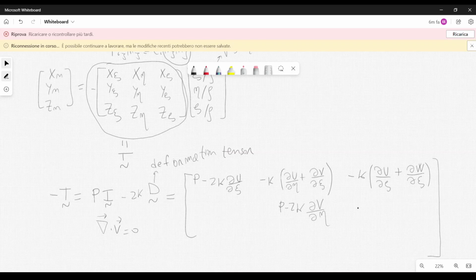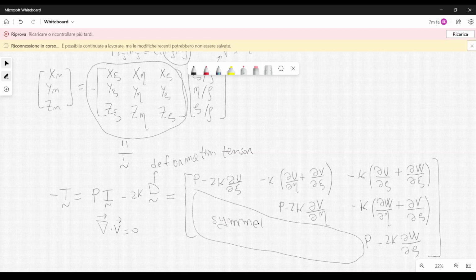Then the entry that we have on the second row and the third column is minus K dw/dη plus dv/dζ. Then the entry that we have on the third row and the third column is P minus 2K dw with respect to ζ. And the part that we have below the diagonal is simply symmetric. So this tensor is symmetric, and therefore we just need these 6 components that I have written down here.